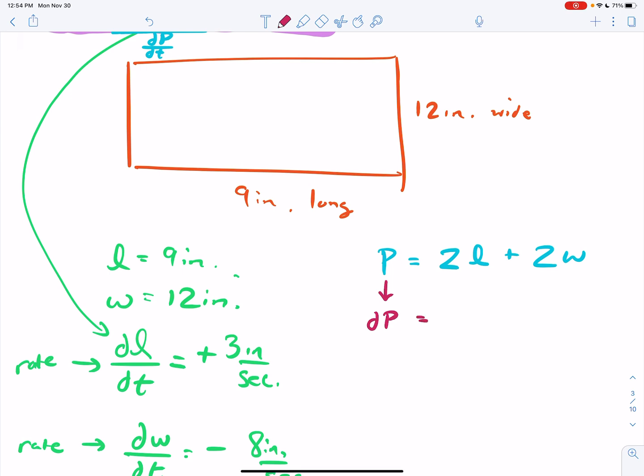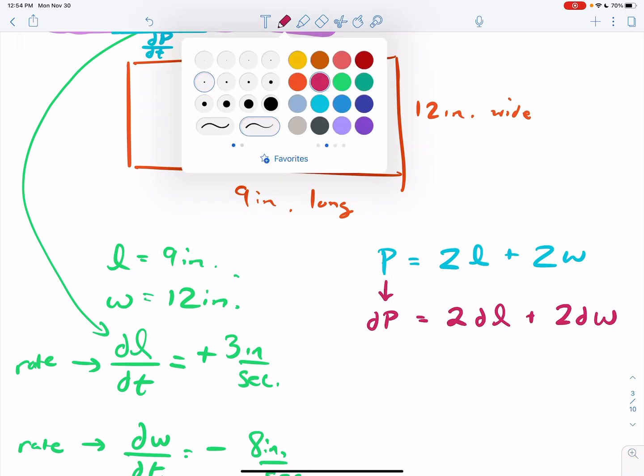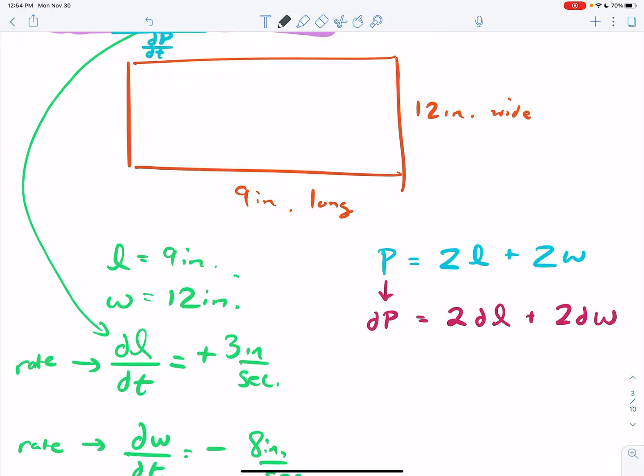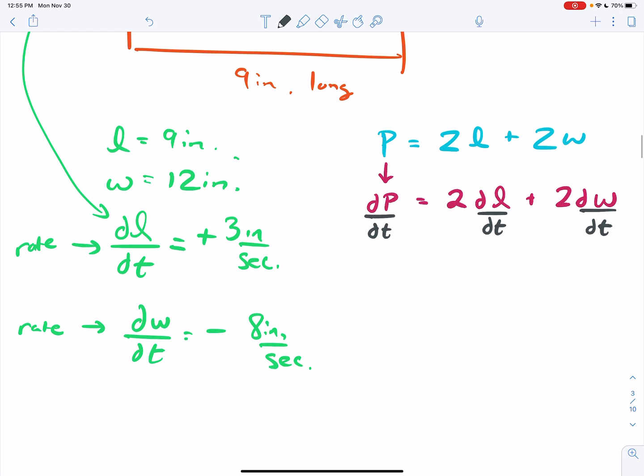The differential of 2L is 2, but with respect to L. The differential of 2W is just 2, but with respect to W. Remember, we're just finding the derivative with respect to that variable. What do we do after we find our differentials? We divide everything. Since we're dealing with related rates, we always put it with respect to time, so all over dt, every single time.